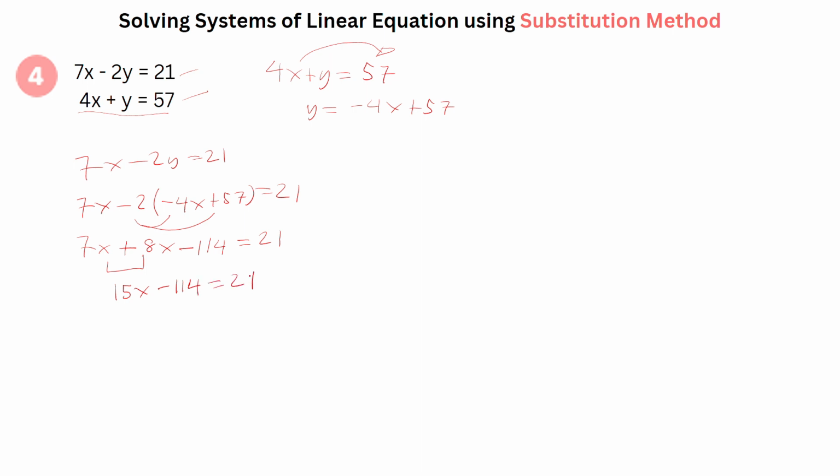Now, how do we solve again for x? Make it solo, make it positive. So let's start by transposing the negative 114. So we have now 15x is equal to, negative 114 will become positive 114. And then we still have here 21, so plus 21. I hope you can still follow this one. So we have now 15x is equal to, what is 114 plus 21? That is 100.